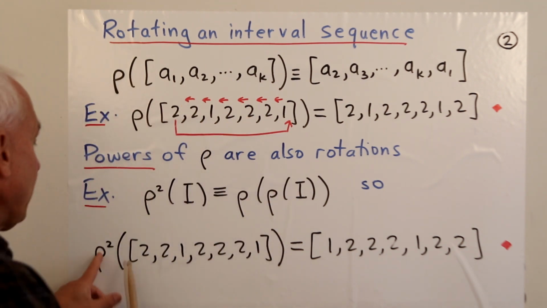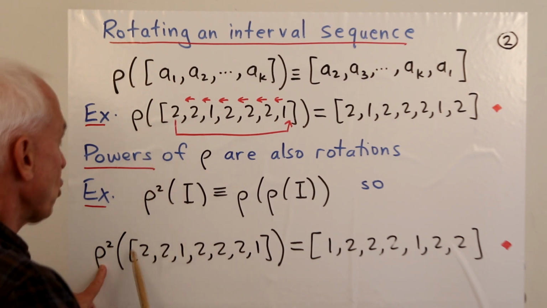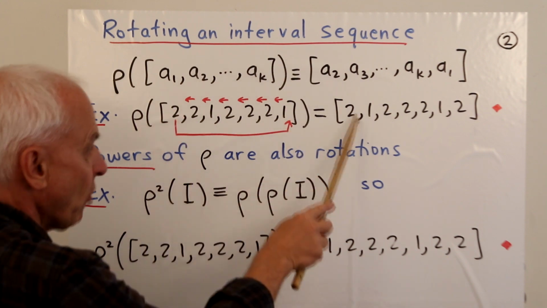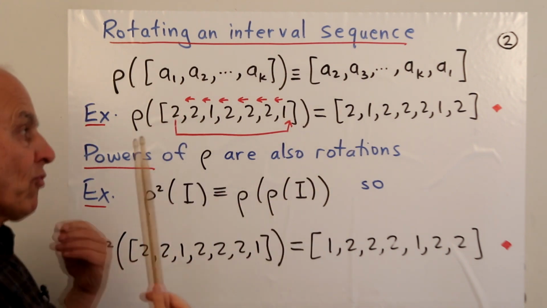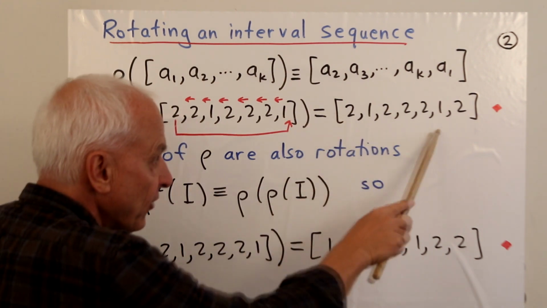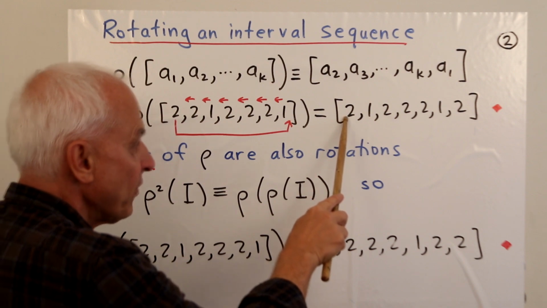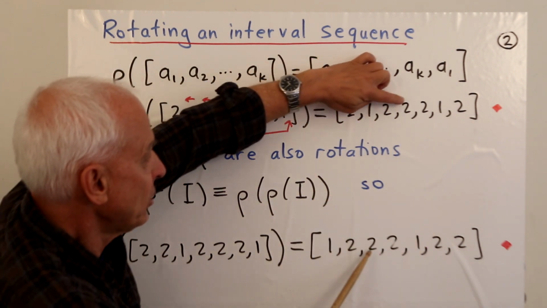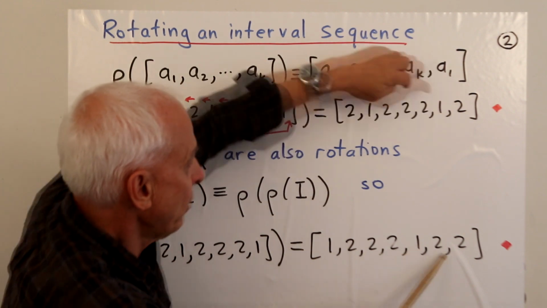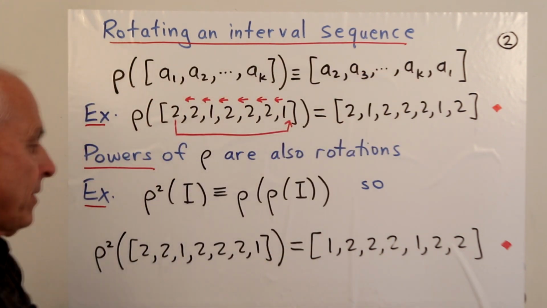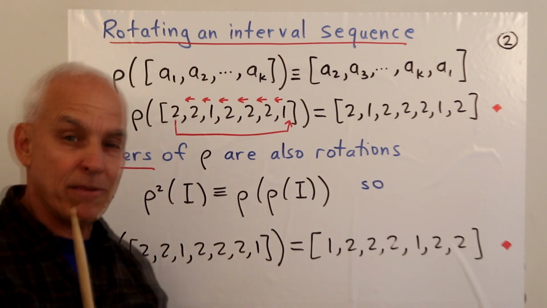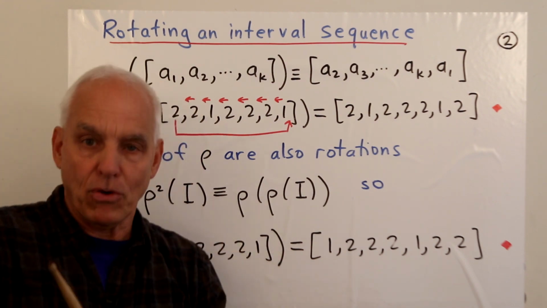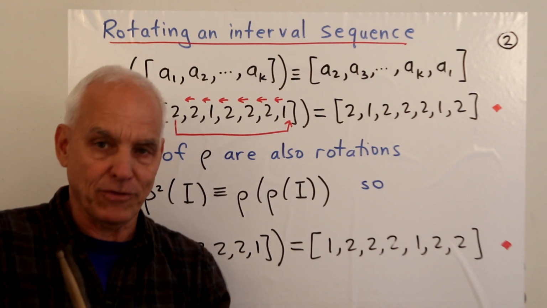So for example, if we apply row squared to this initial sequence, the first time we do row, we get this one, and then we do row once more. We have to take this and move the 2 to the back. And then we just have 1, 2, 2, 2, 1, 2, and this 2 that's moved to the back. So this way we can talk about powers of row, which are bigger rotations of our interval sequences.